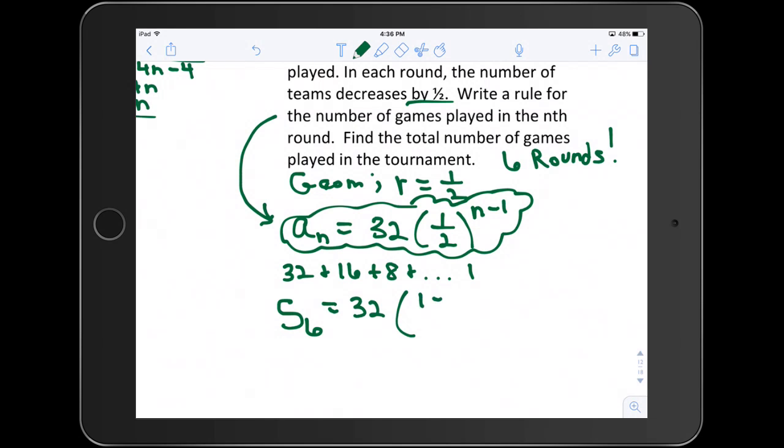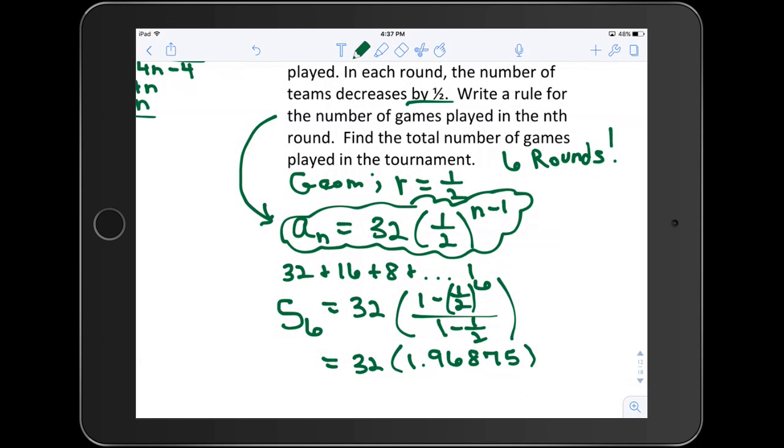times 1 minus the ratio raised to the 6th term, divided by 1 minus 1/2. And in the calculator, I'd probably substitute 0.5 in for 1/2, obviously. You should end up with 32. Just to make sure you're doing the calculator right, there's your value inside that parenthesis. Make sure you're doing that right in the calculator. And you'll find that the total number of games played in the tournament is 63 games.